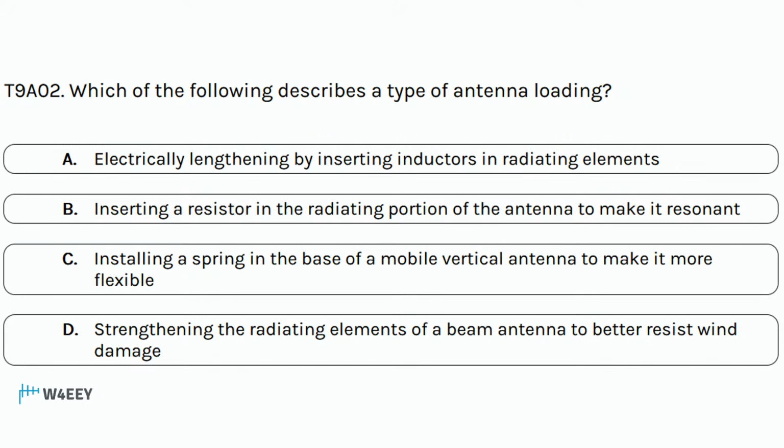B. No, and I didn't use the term loading, and I should have. To make a mobile antenna for HF on a car, you have to add that coil in the middle. That's called inductive loading. Another way you could do it is add a capacitive top hat to the top of the antenna. That would be capacitive loading. So it's electrically lengthening by inserting inductors in the radiating elements. That's one type of loading, making it look electrically longer.